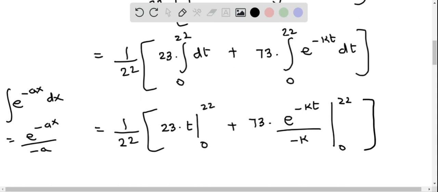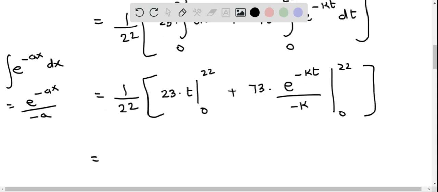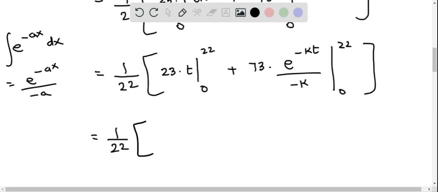So let's continue. So therefore this is equal to 1 over 22. Now let's evaluate this first part by substituting the upper and the lower limit. So when you substitute the upper limit, we get 23 times 22 and subtract 23 times 0.